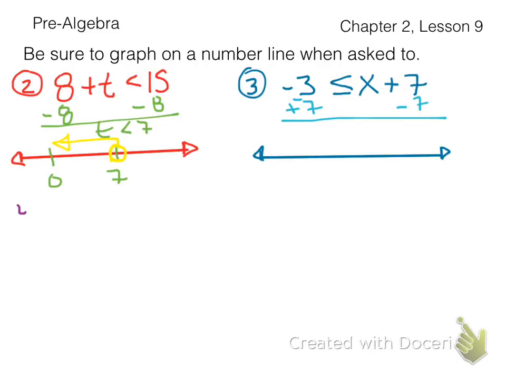We've got negative 3 plus negative 7 is negative 10, is less than x. So we're going to have 0 and we're going to have negative 10. Since it is an or equal, we're going to have a closed circle. And since x is greater than negative 10, it's all the numbers greater than or equal to negative 10, which is on the right side of the negative 10.